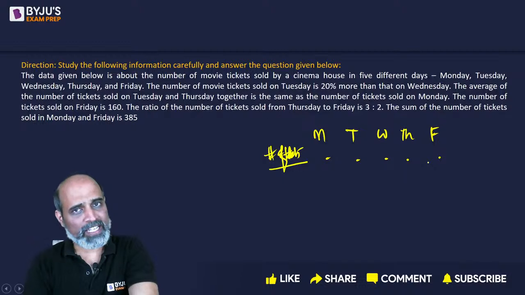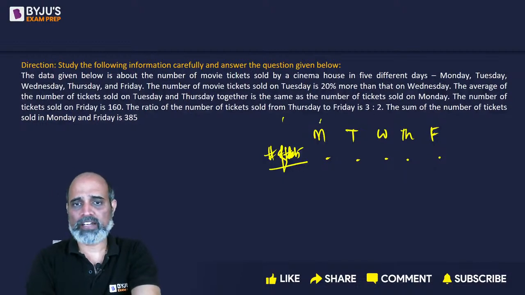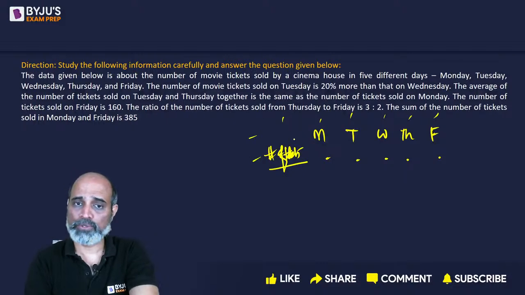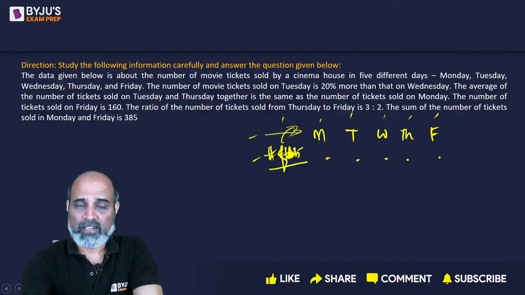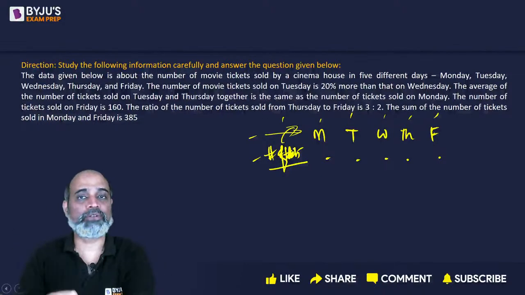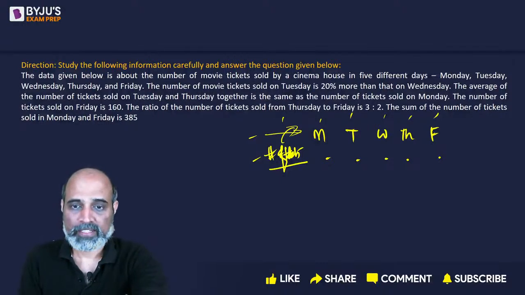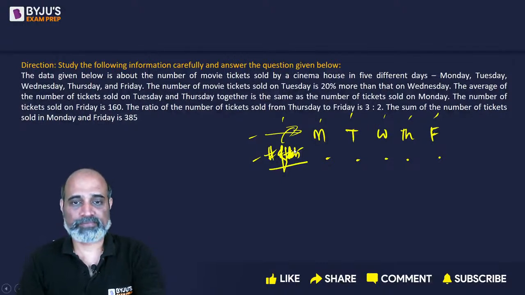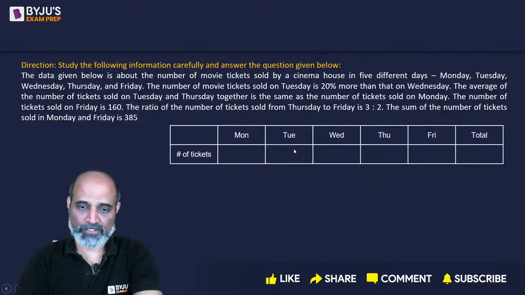So there is a relationship between the number of tickets sold on these 5 days. So a small table is required with 6 columns and 2 rows. One is about number of tickets, another is about the days, right? And we need to read the statements carefully and fill in the values wherever required. Okay, so let's try the set.